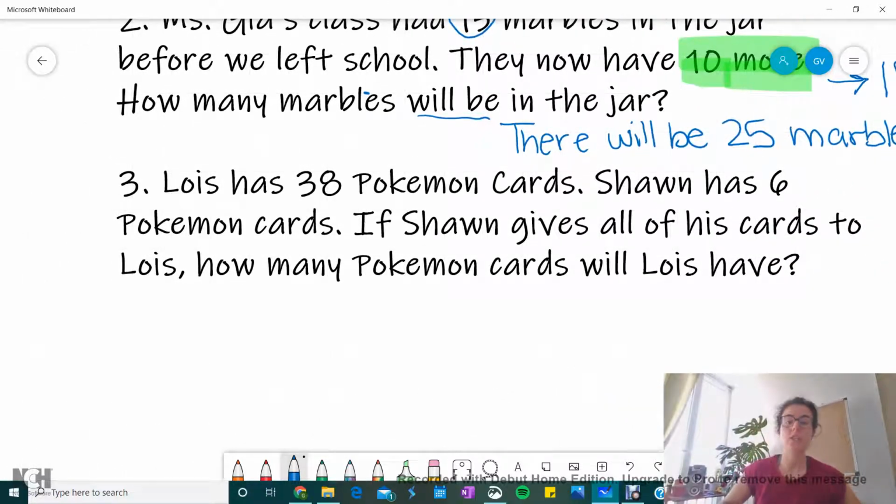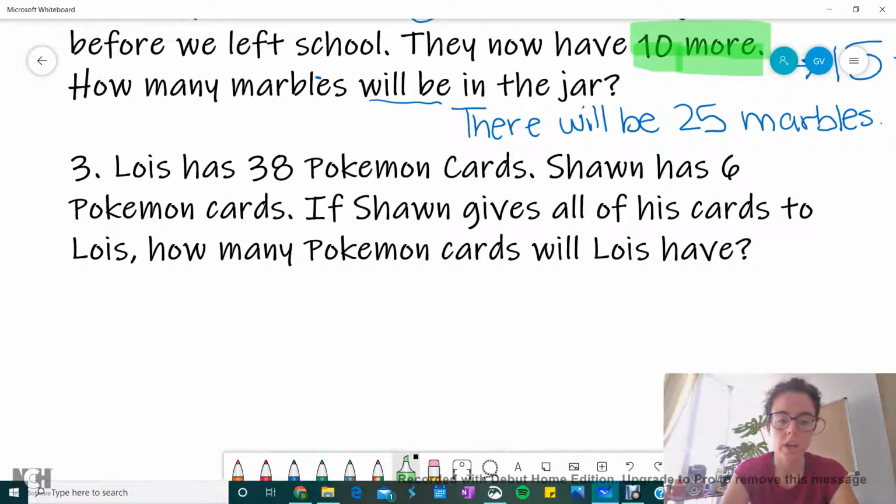Okay, now let's look at number 3 and read it together. Lois has 38 Pokemon cards. Oh wow, so many cards. Sean has 6 Pokemon cards. If Sean gives all of his cards to Lois, how many Pokemon cards will Lois have?